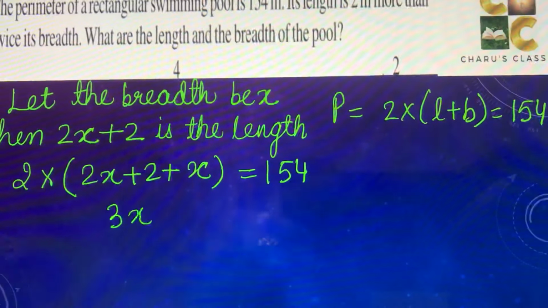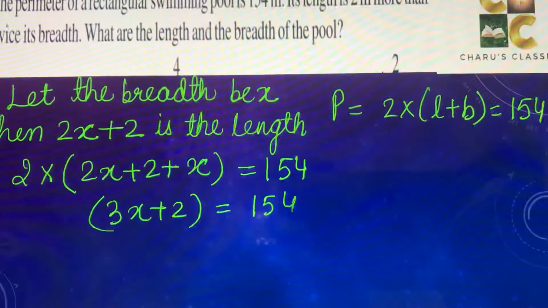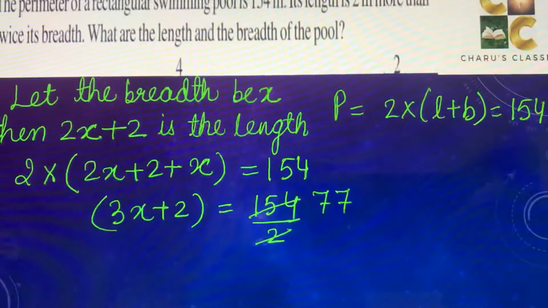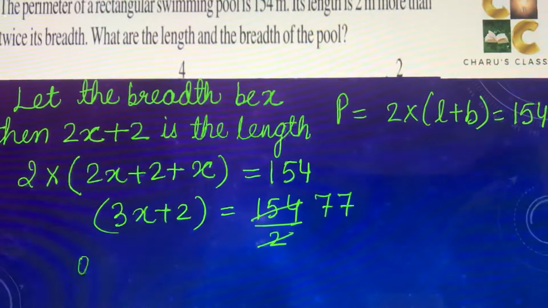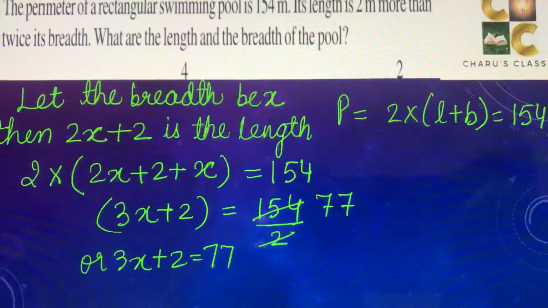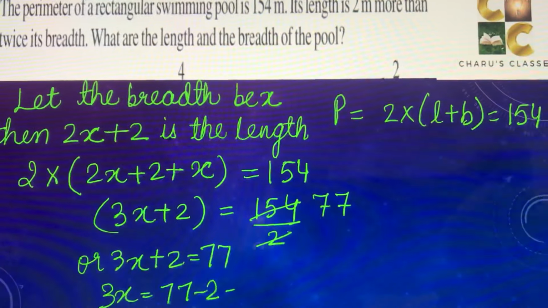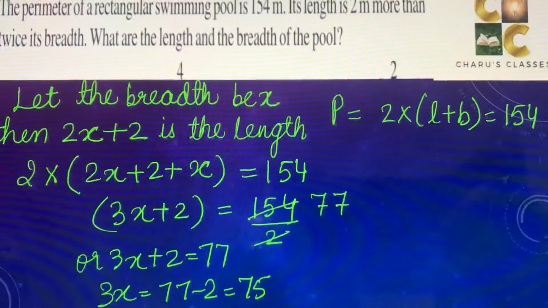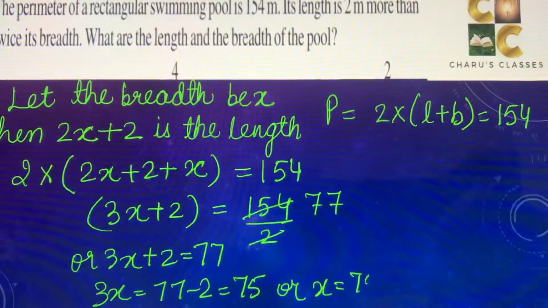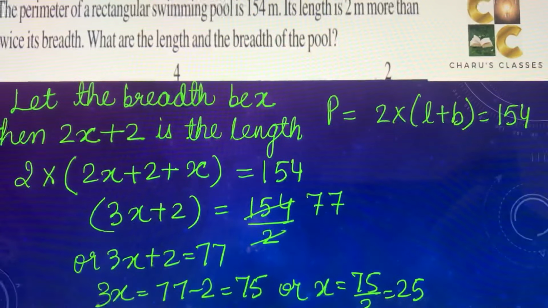Or we can say 3x plus 2 is equal to 154 by 2. We cancel it, we get 77. Or 3x plus 2 is equal to 77. 3x is equal to 77 minus 2, which is 75. We can say x is equal to 75 by 3, which is 25.